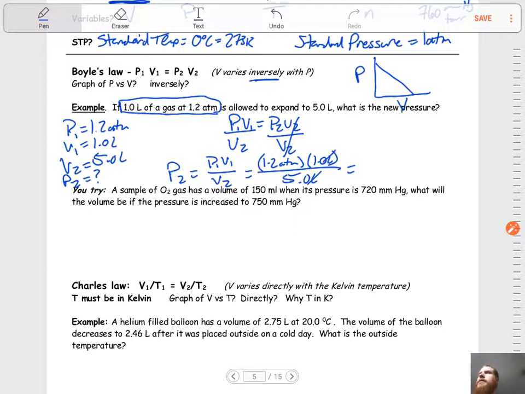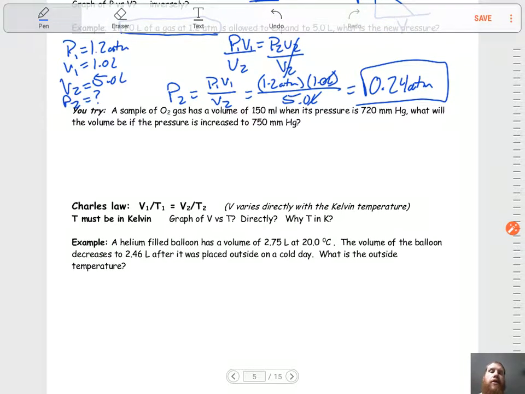So when I look at this, my new pressure, now you don't have to worry about sig figs unless they ask you, but I'm going to put it in sig figs just as good practice. You should have 2, so 0.24 atm is what my answer would be. Pretty straightforward. Again, the hardest part is identifying your units and what variables you have. So I would encourage you guys, pause it, try this problem on your own, and then we'll talk about Charles' law.